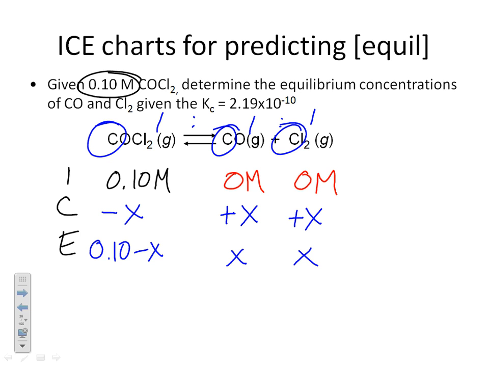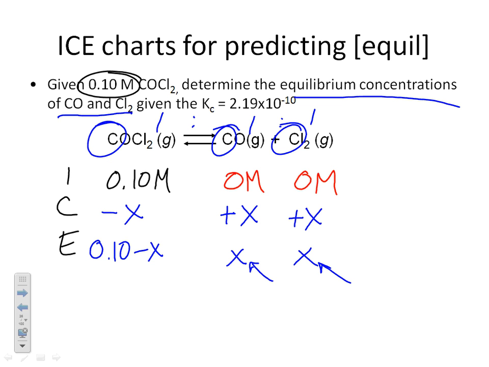Is it filled in with numbers? No, but that's okay, because we want to determine, as the question says, the equilibrium concentrations of CO and Cl2. And when you look at what you've written, look, the equilibrium concentrations of CO and Cl2, well, that's X. They are X. So if we can figure out what X is, we have answered the problem. We have finished the problem.